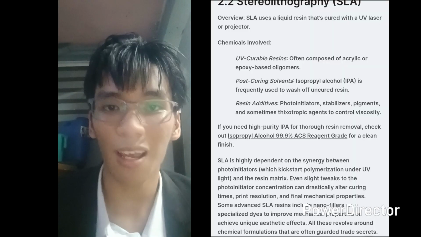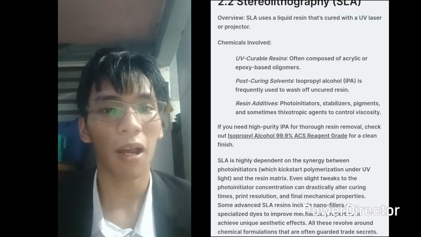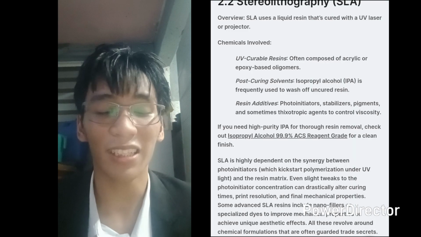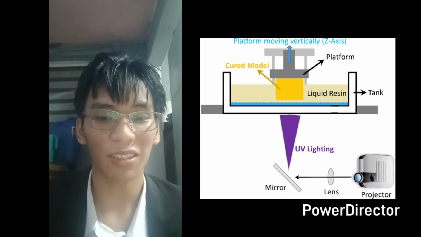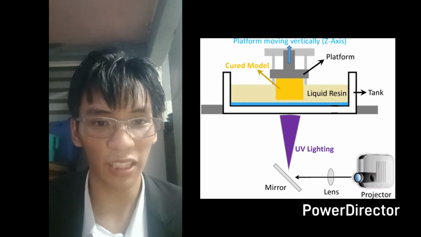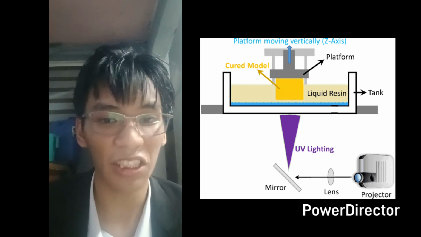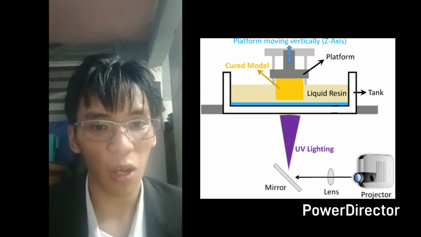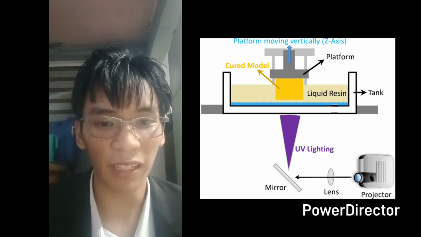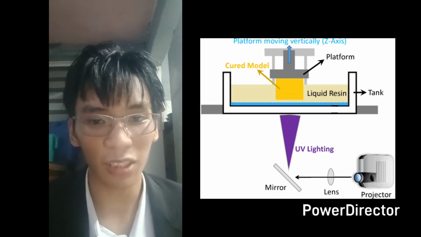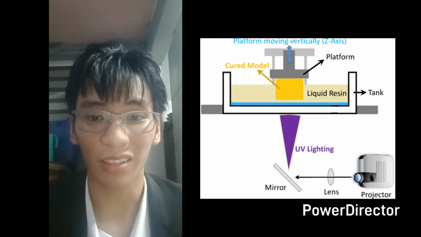The second type of 3D printing, and the second most commonly used, is what is known as stereolithography, or SLA for short. That's a big word, but what does it mean? SLA uses a liquid resin that is cured with a UV laser or projector. SLA is highly dependent on the synergy between the photoinitiators, which kickstart polymerization under UV light, present in the chemicals or substance used, and the resin matrix.